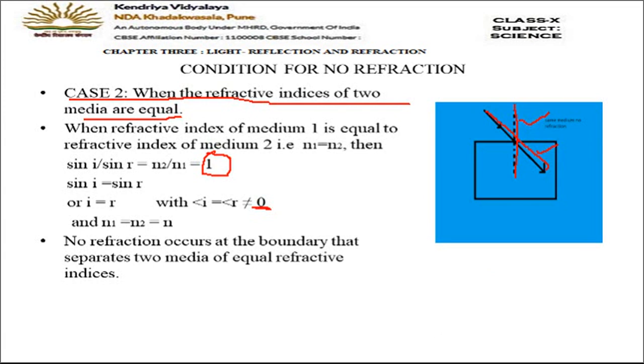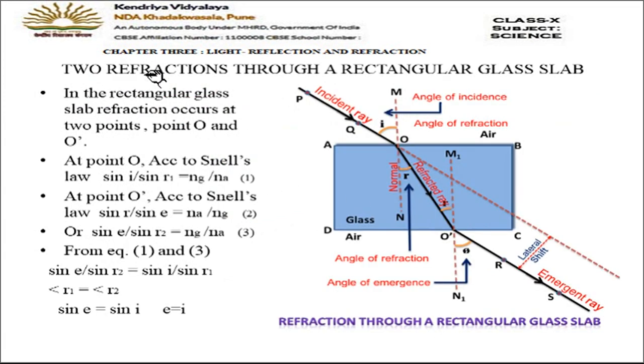Fine. Now, refraction through a rectangular glass slab. Here you can see there is a rectangular glass which has four vertices A, B, C and D. This is the rarer medium, air, and this is the glass. Now you can see here the incident ray.